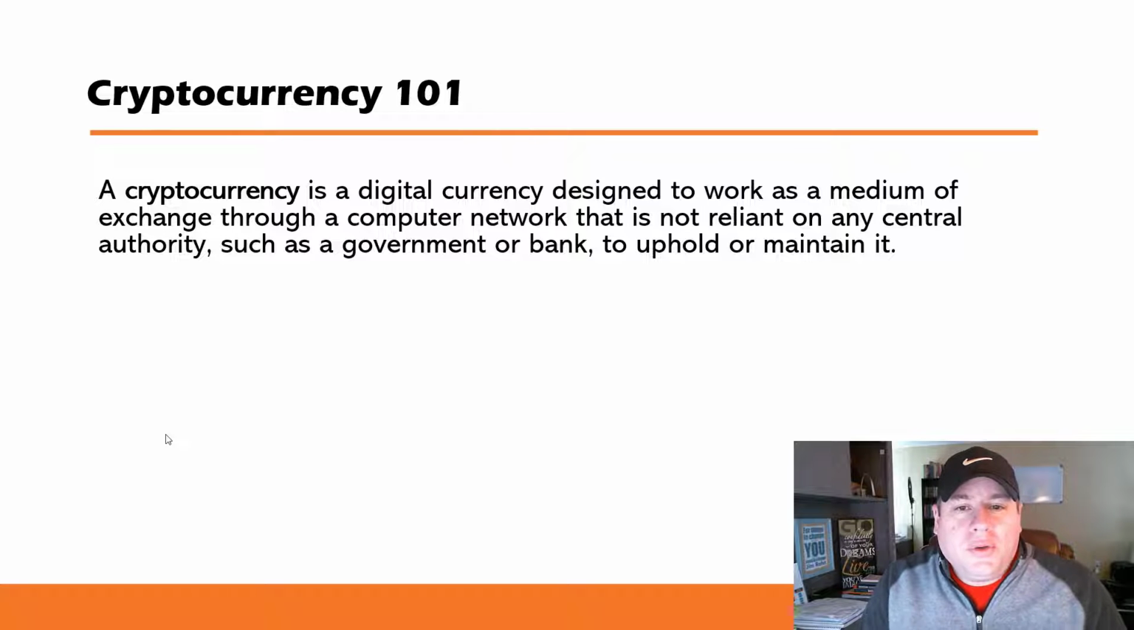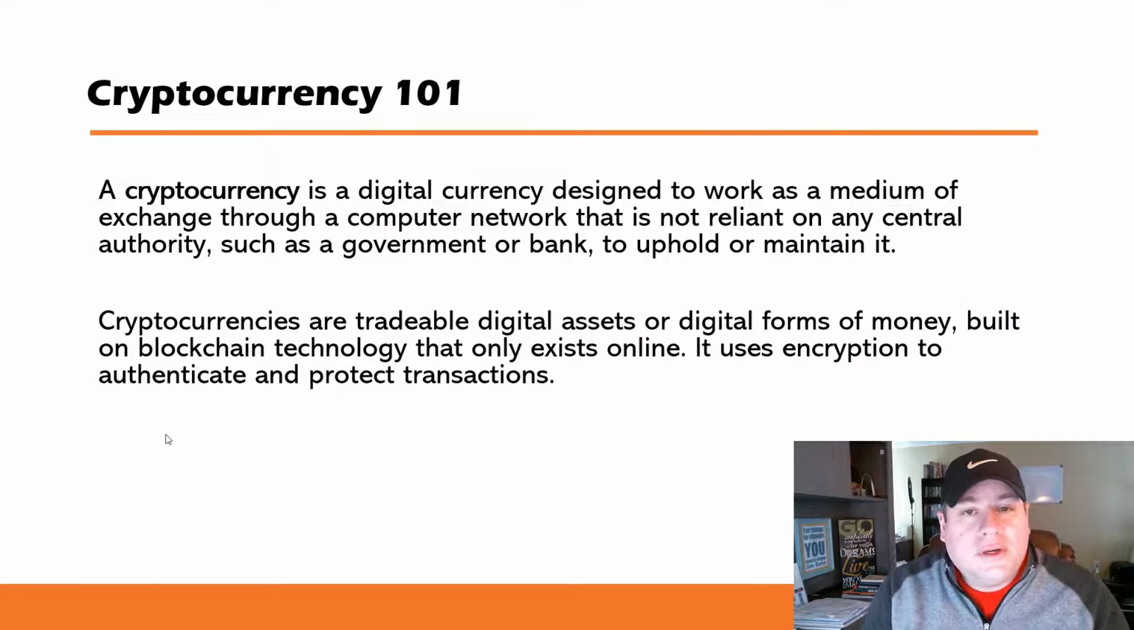Okay, so a cryptocurrency is a digital currency designed to work as a medium of exchange through a computer network that is not reliant on any central authority, such as a government or bank, to uphold or maintain it. So it's completely decentralized, and that is one of the appeals of cryptocurrencies, okay? And so cryptocurrencies are a tradable digital asset or digital forms of money built on what's called the blockchain, okay?